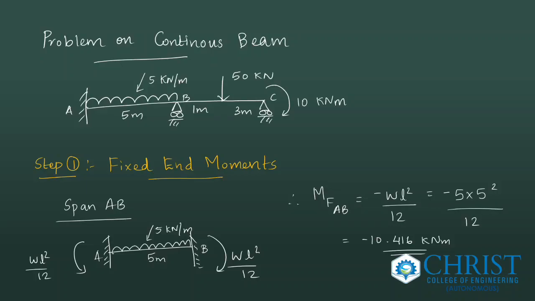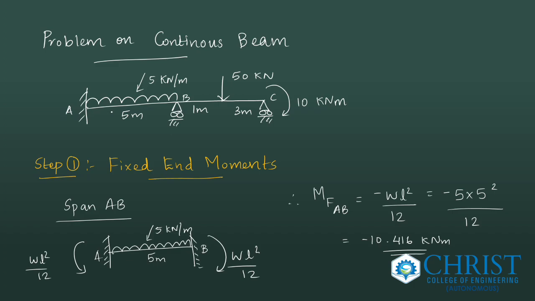So welcome to the new lecture on the stiffness matrix method. Today we are going to discuss a problem on a continuous beam. Say beam A, B, C, the span is given. We have two spans, AB and BC, so it's a continuous beam. Loadings are given. So how will we analyze and solve this problem using the stiffness method?